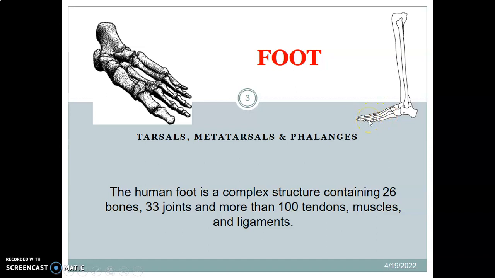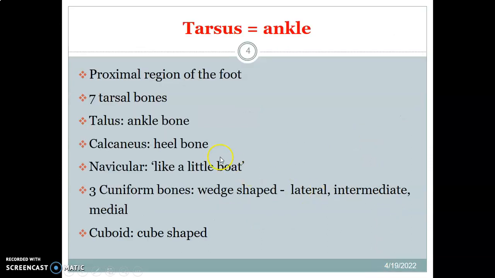So the human foot is complex, usually with 26 bones and 33 joints and more than 100 tendons, muscles, and ligaments in total. So the proximal region of the foot is formed by 7 tarsal bones, and the talus is the bone at the ankle, so it's called an ankle bone. The calcaneus is the heel bone, and the navicula is called navicula because it's like a little boat.